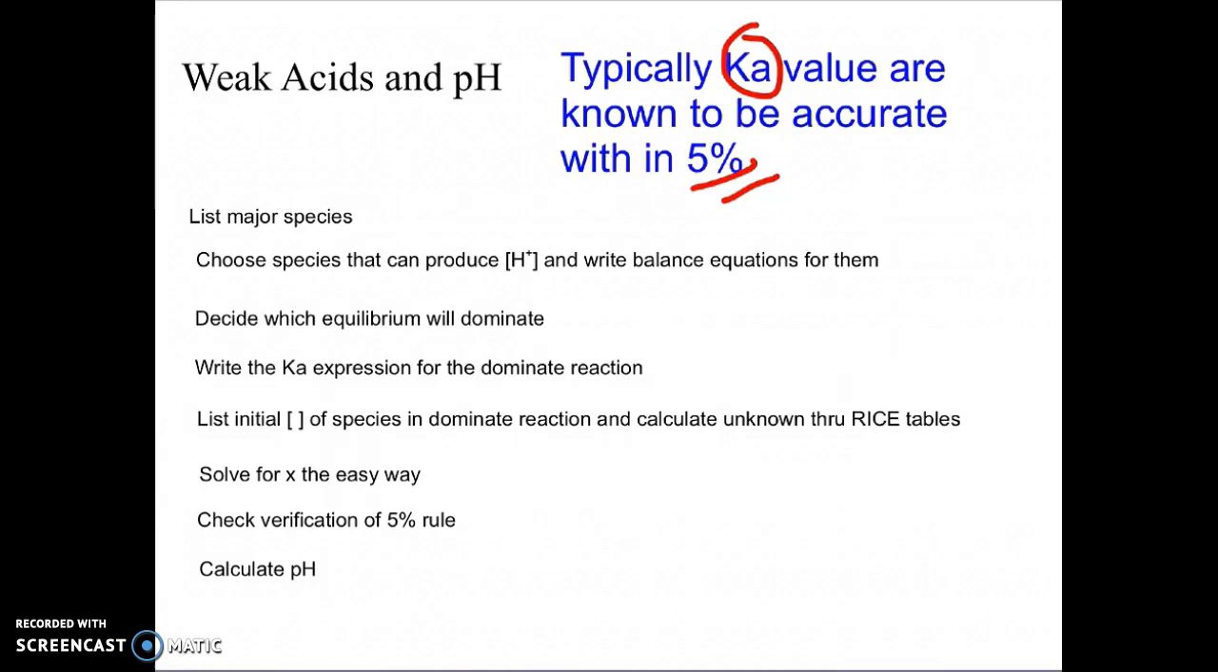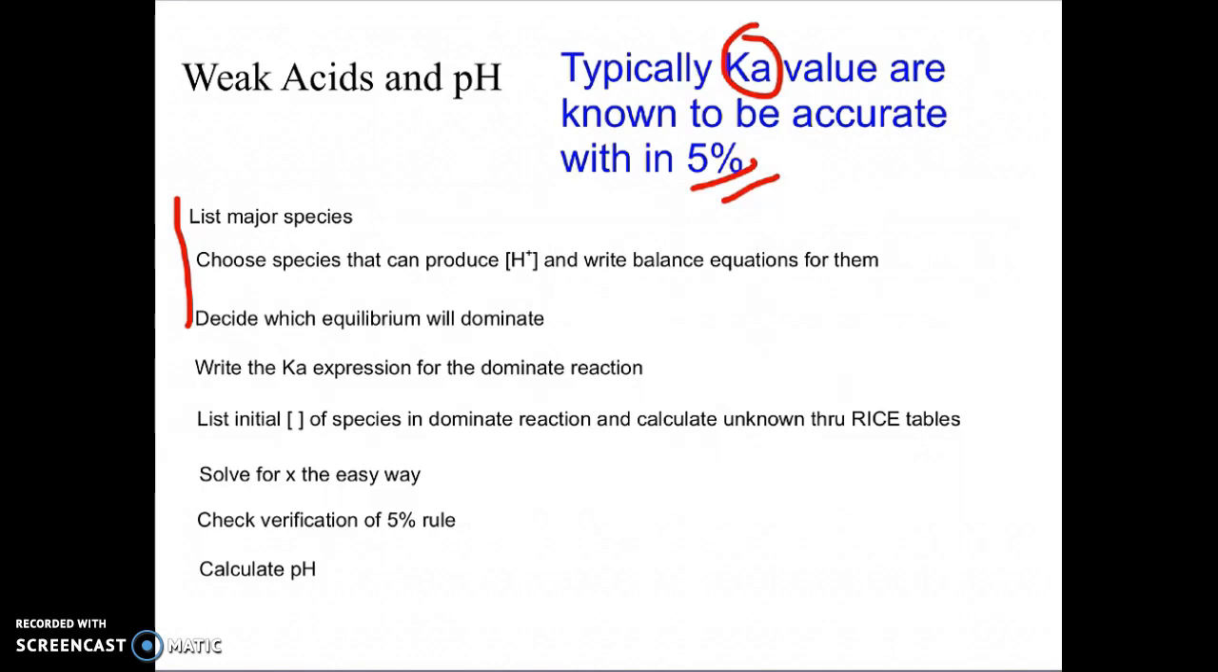So here is a list of steps. When we're thinking about a weak acid, the first thing you're going to want to do is to list the major species. So think about what is in solution. Choose the species that is going to produce the most hydrogen ion concentration, and write the balanced equations for them. It might be one species, it might be two species. And then you have to decide which equilibrium will dominate. Now, these three steps, although they seem cumbersome, as your book will tell you, really do pay off when we get into more complex problems.